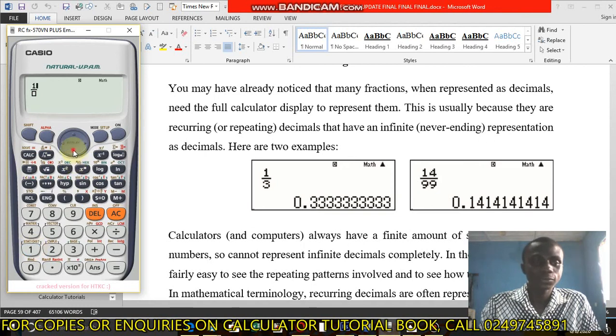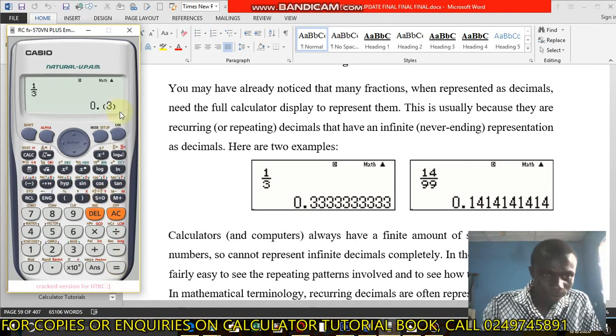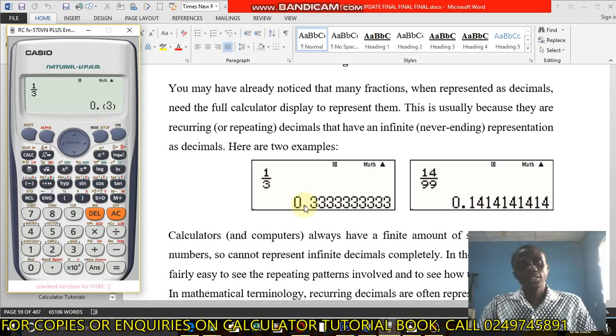When we enter the fraction 1 over 3, now we press the equal to sign. If you can recall, in our previous tutorials, when we get a fraction like this, to represent it in decimals, we want to know whether this fraction is a recurring decimal or a non-recurring decimal. We want to know if this is a rational number or a non-rational number. So we press equal to, we press SD.